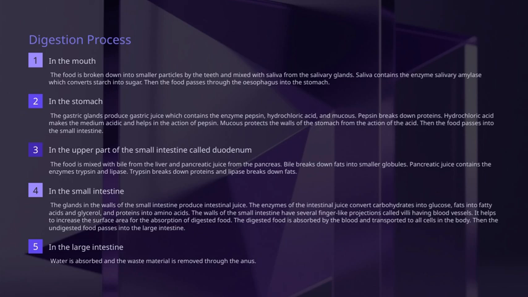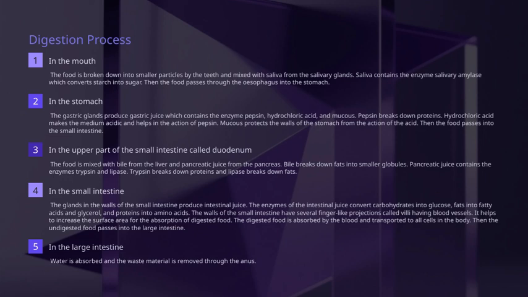Once the nutrients are absorbed, any undigested food moves into the large intestine for further processing and eventual elimination. In the small intestine, food also mixes with bile from the liver and pancreatic juice from the pancreas. Bile helps break down fats into smaller globules, making them easier to digest. Pancreatic juice contains enzymes like trypsin, which breaks down proteins, and lipase, which continues breaking down fats.